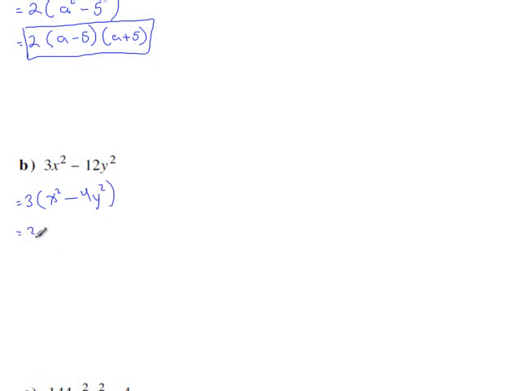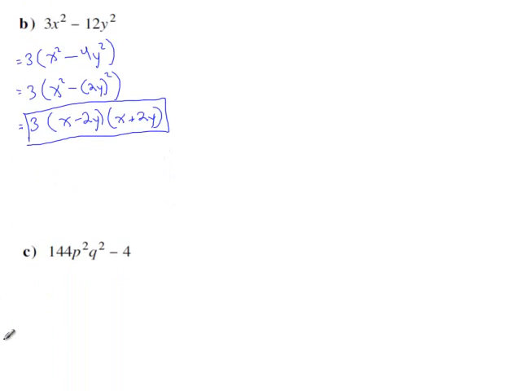So I could write this as 3x squared. The 4 is really 2 squared. So 2 squared times y squared, I could write that as bracket 2y squared, and then the end bracket. So this is now a difference of squares. Your a term is x, your b term is 2y. So it factors out as 3 times x minus 2y times x plus 2y. And you're done.